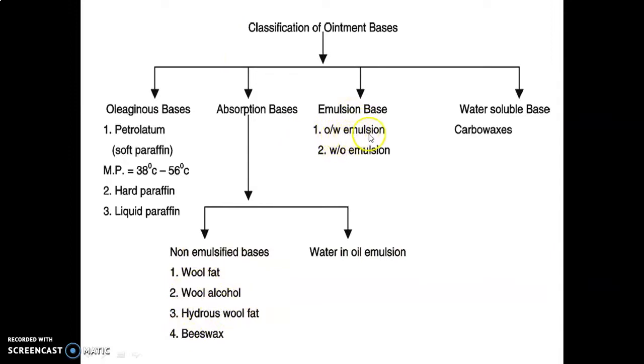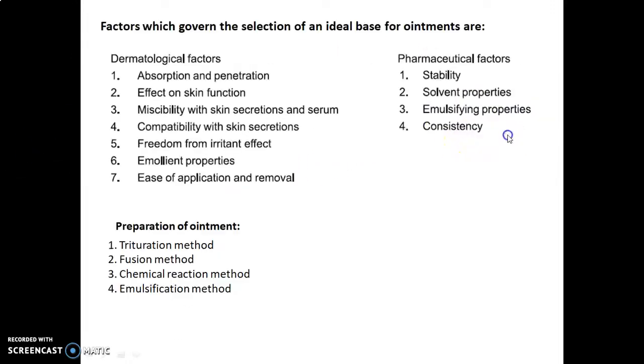Then emulsion bases are of two types. O/W means oil in water emulsion, in which oil acts as the internal phase while water acts as the external phase. And the second one is W/O emulsion, in which water acts as the internal phase while oil acts as the external phase. Water soluble bases: carbowaxes.